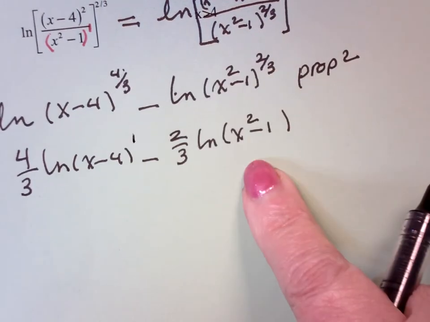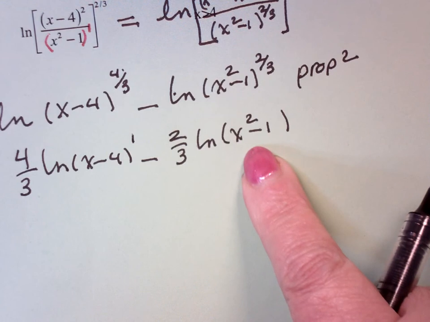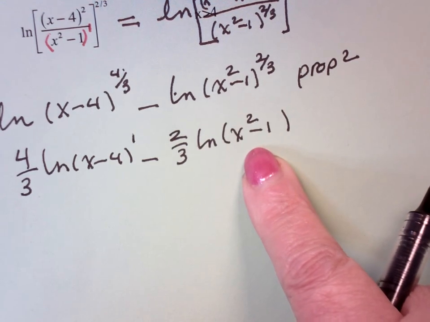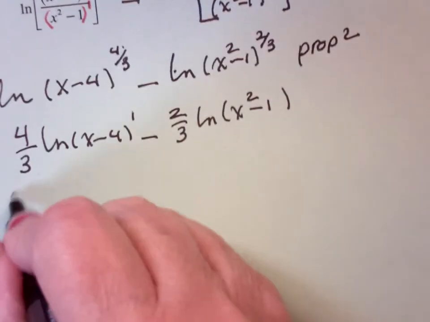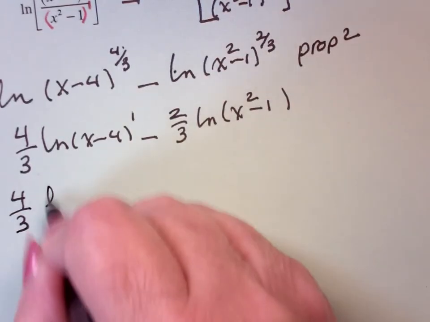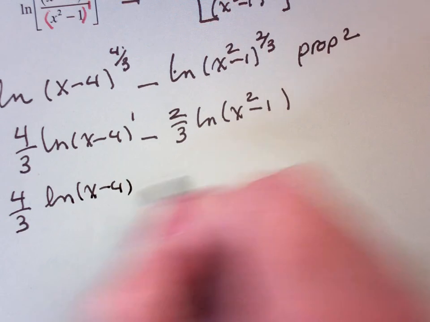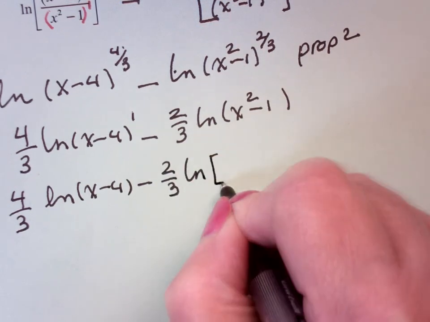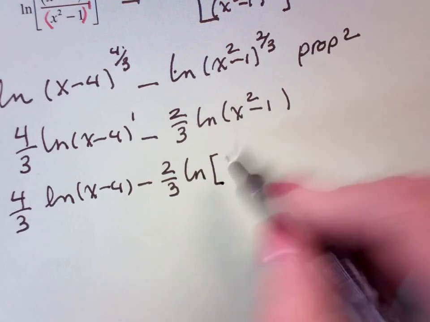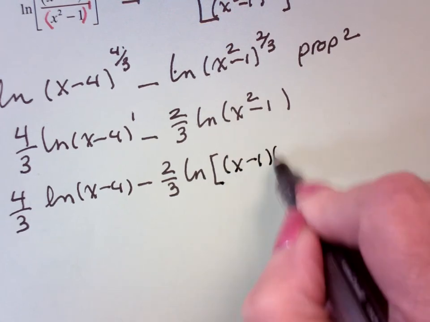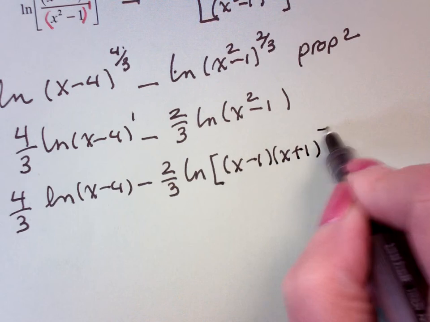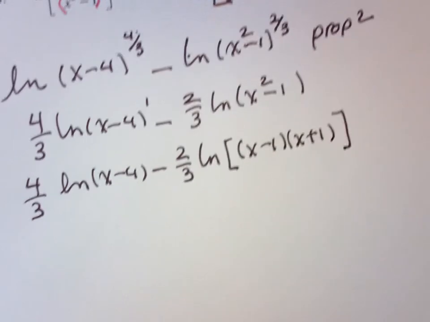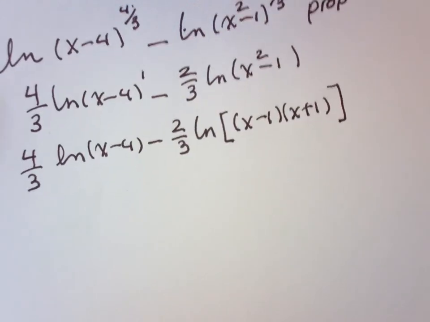But there's something I see here. What's x squared minus 1? Yeah. So this becomes 4/3 natural log of x minus 4 minus 2/3 natural log of this factors into x minus 1 times x plus 1. College algebra is details everywhere.